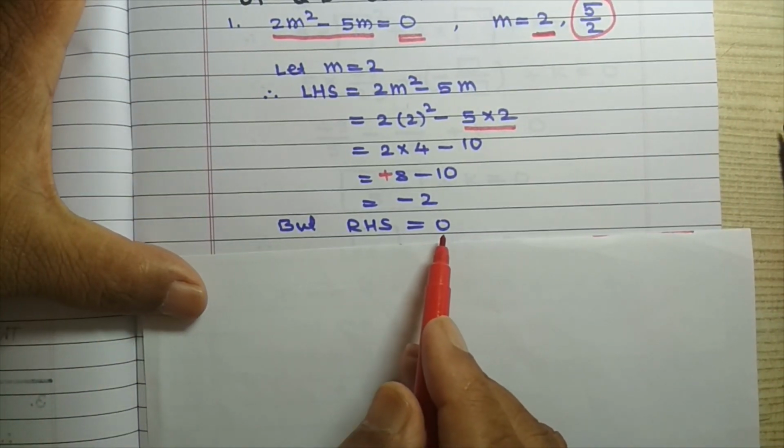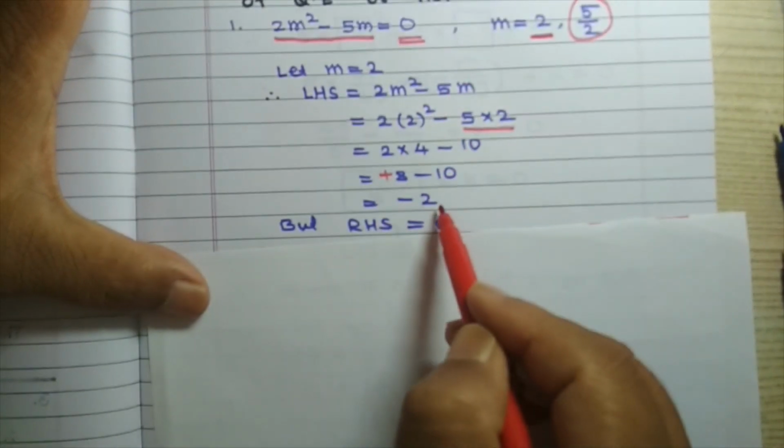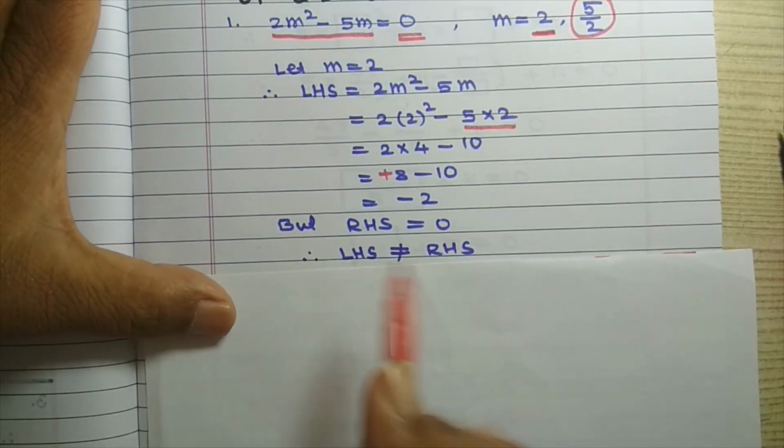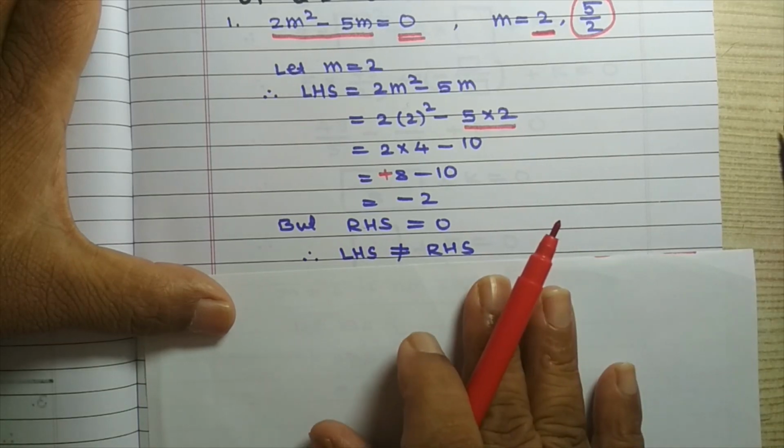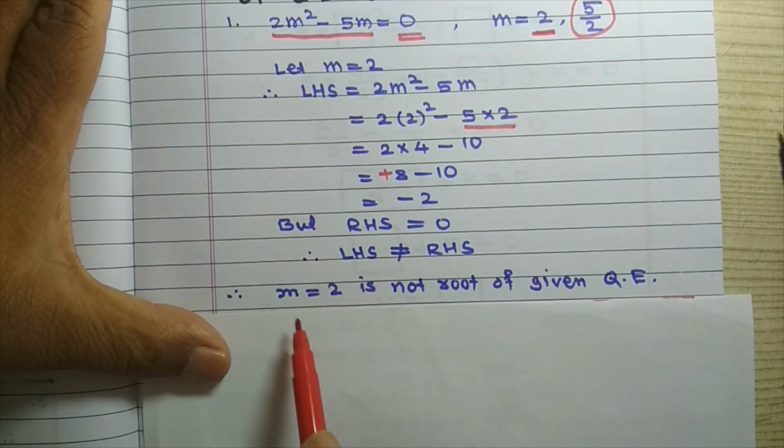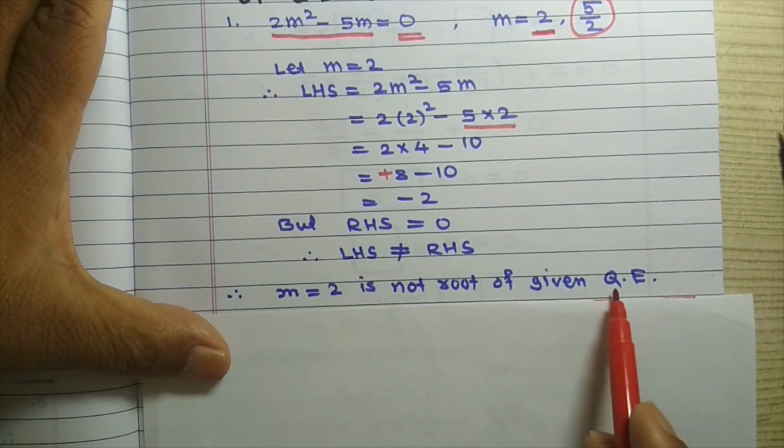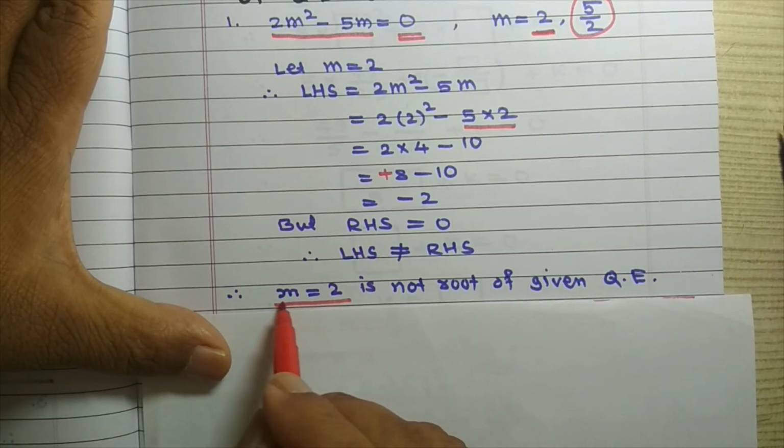RHS is equal to 0. Therefore, left hand side and right hand side are not equal. LHS is not equal to RHS. Therefore, we have to write here m is equal to 2 is not a root of the given quadratic equation. This is not a root.